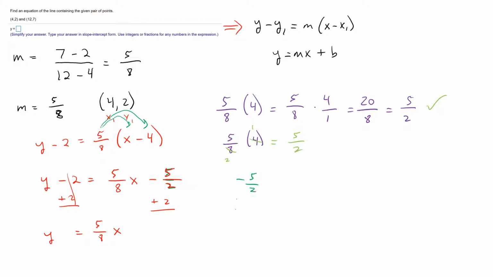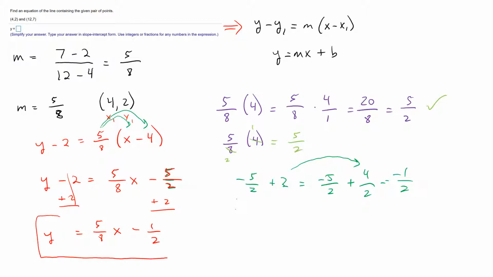Negative 5/2 plus 2. I'm going to change 2 into 4 over 2. Now I have a common denominator, right? I change 2 into 4 over 2 because in order to add fractions, we need a common denominator. And so negative 5/2 plus 4/2 is negative 1/2. And so here's our answer in slope-intercept form.